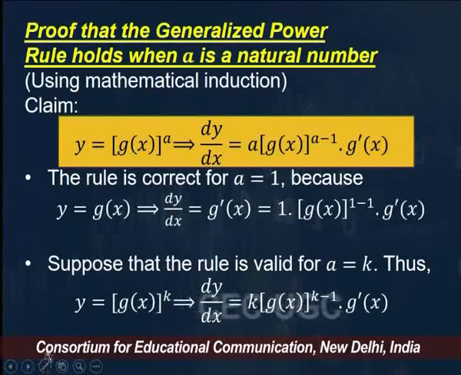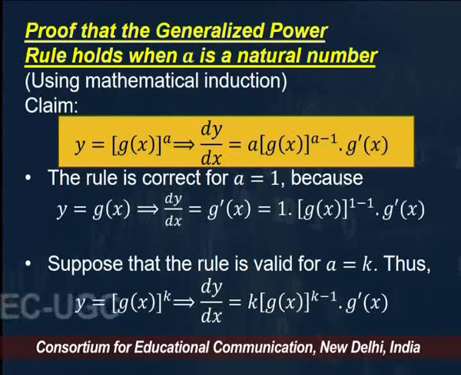Now, the way we proceed in mathematical induction is we assume that the rule is valid for some arbitrary a equal to k, some arbitrary k. And then, assuming that the rule is valid for a equal to k, we go on to see if the rule is valid for a equal to k plus 1, and then that sets up a cycle of things. So if the rule is valid for a equal to k plus 1, then we have a valid proof.